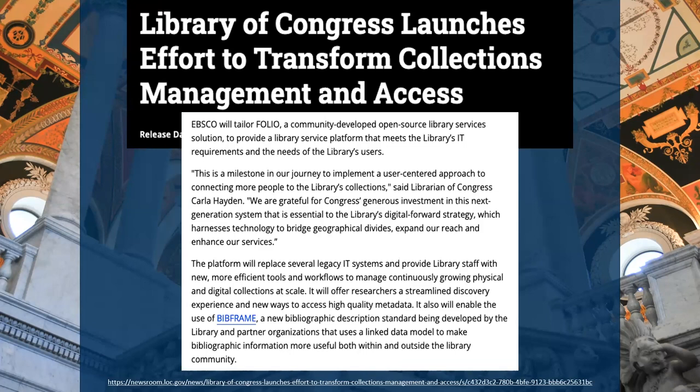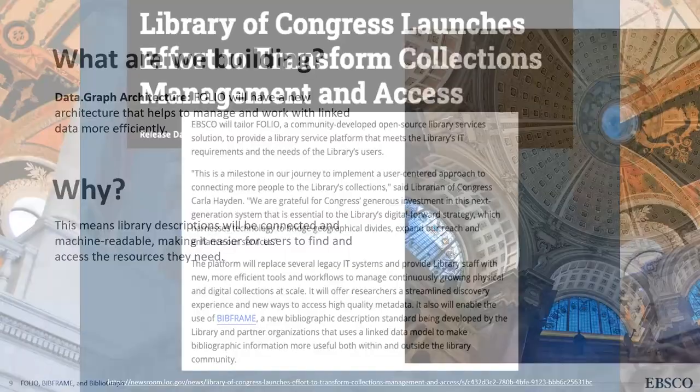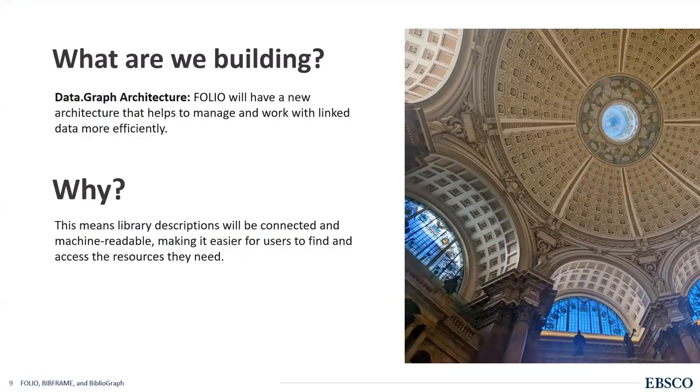I think it's worth pointing out that the Library of Congress doesn't want a bespoke Library of Congress system. It wants to have a means of elevating where we go with bibliographic description. And so that's really what I'll talk about in the next few slides. So what is it that we're building with Library of Congress?